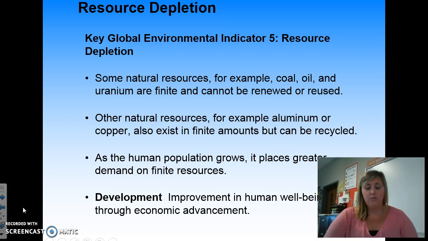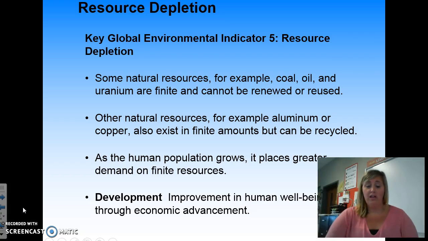So development is going to influence our personal and our collective human lifestyle. So the things like the cars we want to drive, the clothes we want to wear, the amount of meat that we have in our diet, the availability and use of technology such as cell phones and computers. So as economies develop, resource consumption also increases.